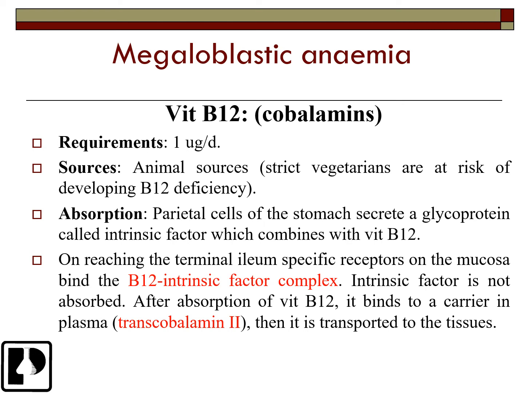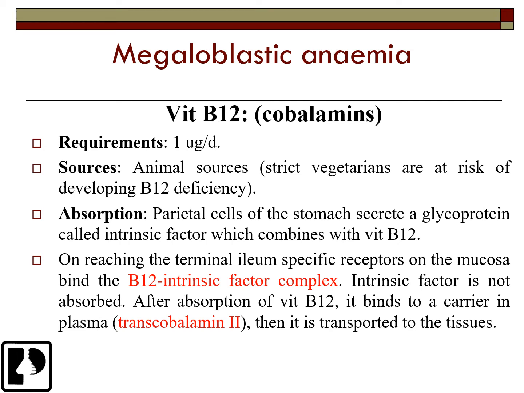Absorption: the parietal cells of the stomach secrete a glycoprotein called intrinsic factor, which combines with vitamin B12. This is a very important step. If there is any problem in the stomach and intrinsic factor is not present, vitamin B12 will not be absorbed orally. This occurs in atrophic gastritis and in patients with chronic gastritis. So we prefer to give vitamin B12 IV or IM, because intrinsic factor is important for oral absorption, and if it is not present, it will not be absorbed.